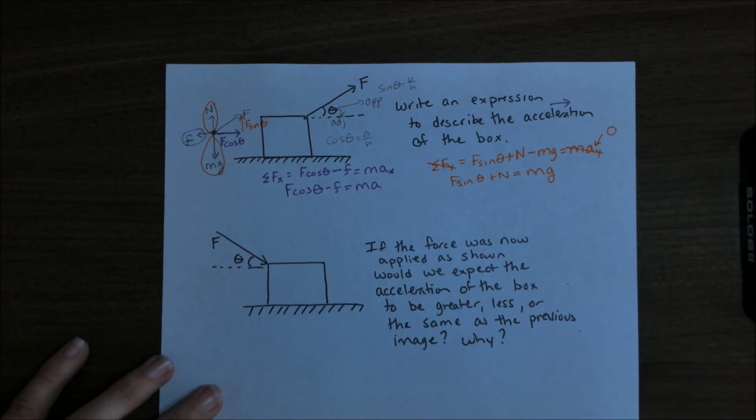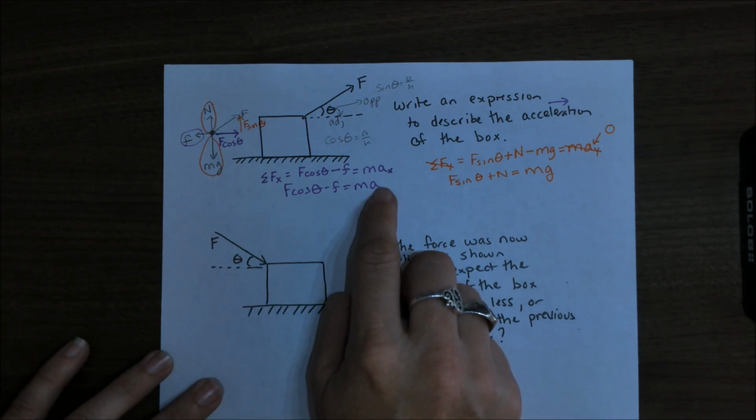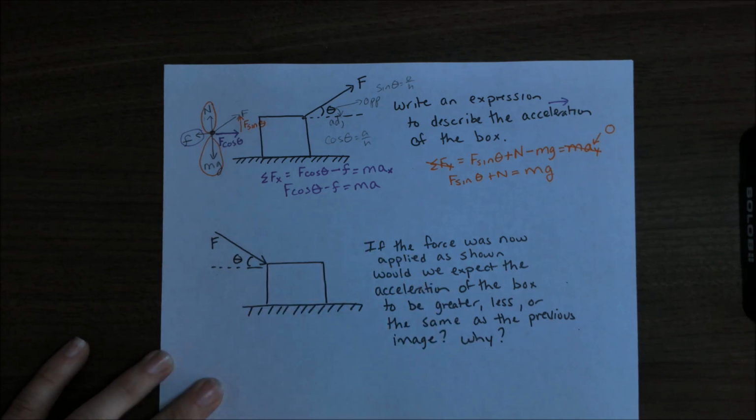Alright. In the end, we're going to solve for the acceleration. So if I want the acceleration, that means I need to be able to isolate as many of these other variables as possible.